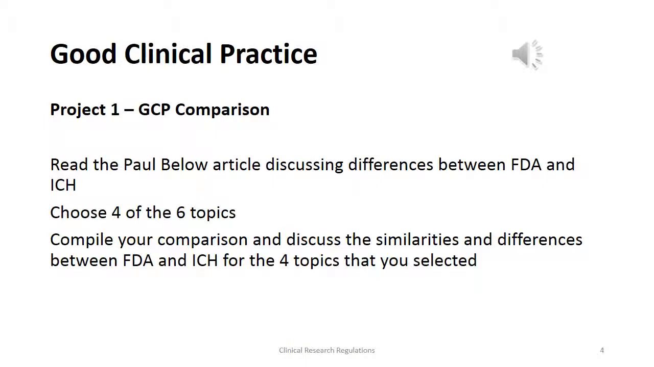So I'd like you to read the article written by Paul Belo, where he discusses the differences and the similarities between the two requirements. I think you'll find it to be fairly interesting. He'll cite a number of different specific pieces of information contained both in the FDA and the ICH documents. I think you'll be able to easily see those. And then I think the project itself will be fairly simple, fairly straightforward. I don't think it's going to take you longer than maybe a few hours to complete that.